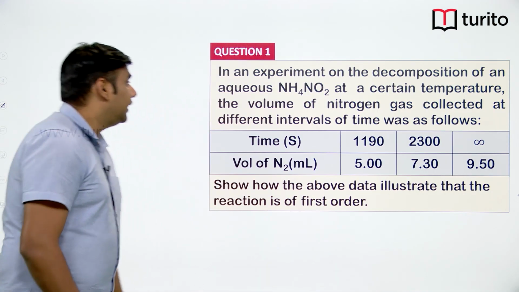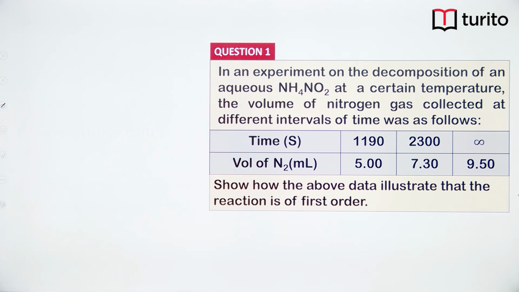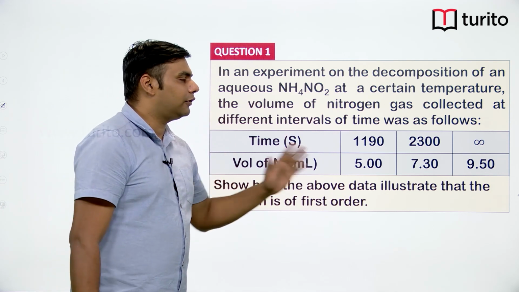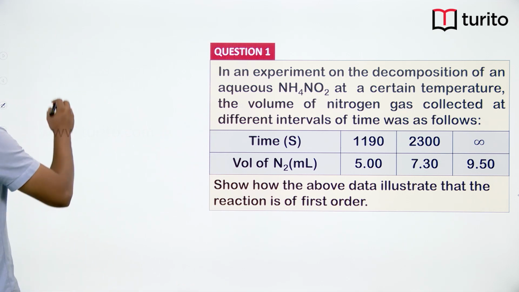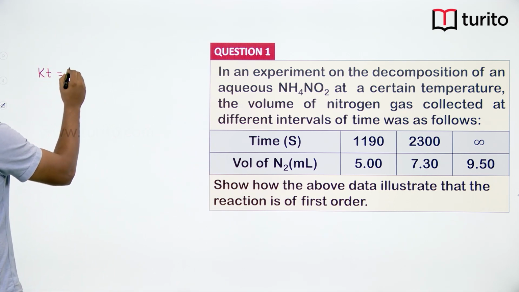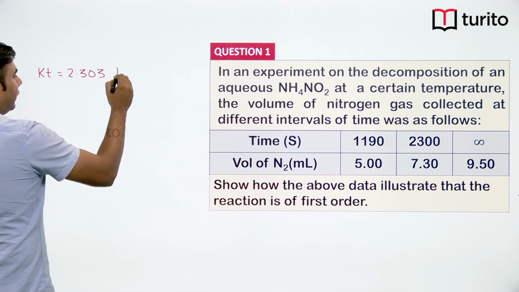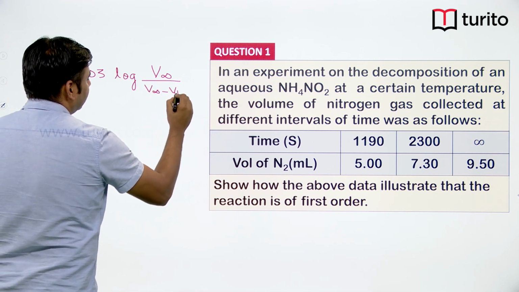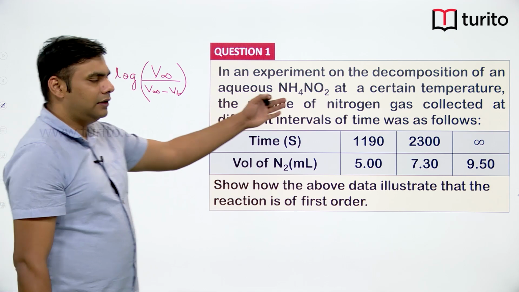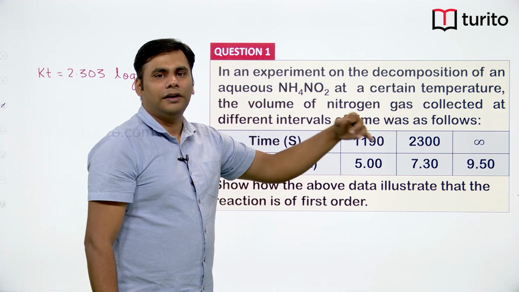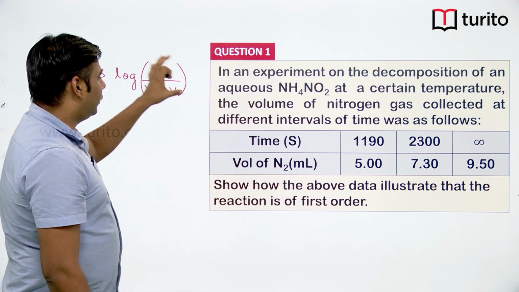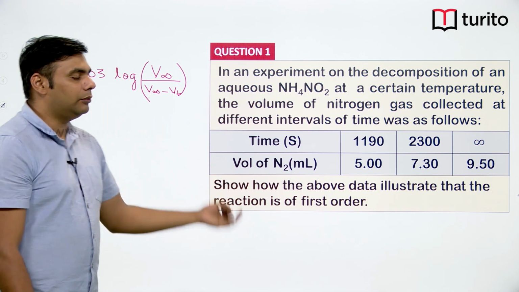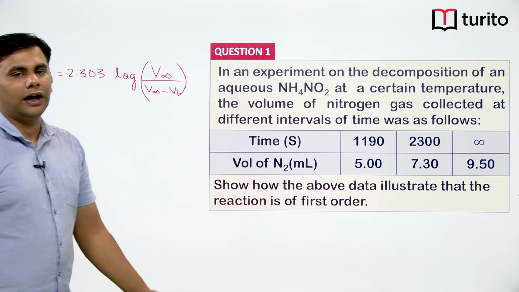This says that in an experiment on the decomposition of aqueous NH4NO2 at a certain temperature, the volume of N2 gas collected at different time intervals was as follows. We have already derived this expression: Kt is equal to 2.303 log of V infinity upon V infinity minus Vt. You can have any equation here. It is decomposing to give some gas, so depending upon the data given, you can derive the first order kinetics equation and prove whether it is a first order reaction or not.